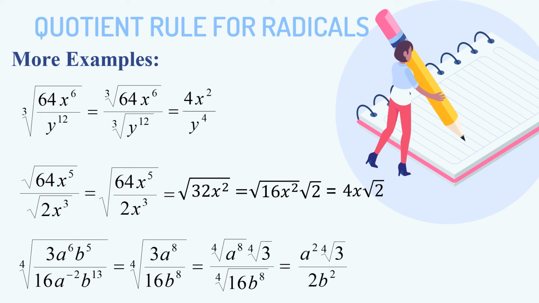So this becomes equals. What would be the fourth root of a to the 8? It will be a to the second power, 8 divided by 4 is 2. Times the fourth root of 3, we cannot simplify it, over the fourth root of 16, which is 2, because 2 to the 4th power is 16. And times b to the second power. Why b to the second power? Because the power 8 is divisible by the index 4, so it will be b to the second power. So the final answer is a squared times the fourth root of 3 over 2b squared.